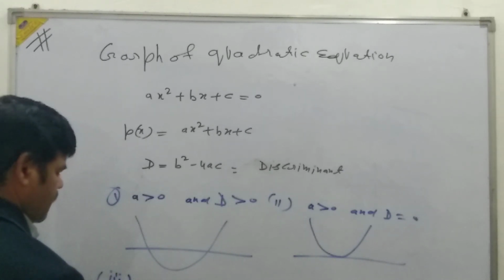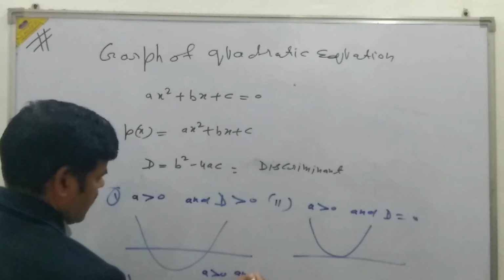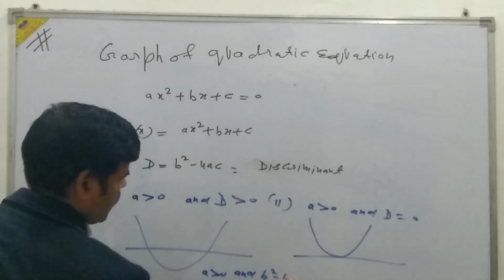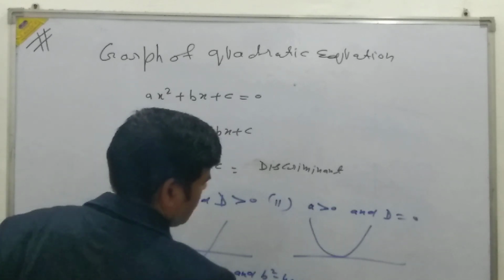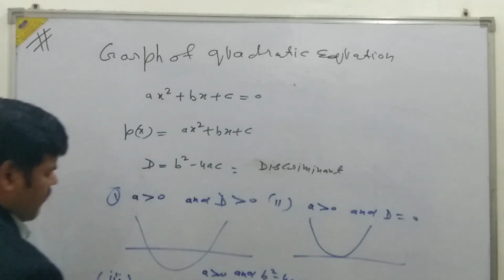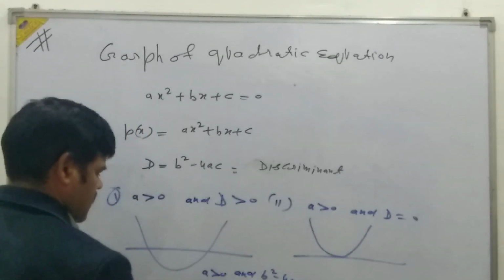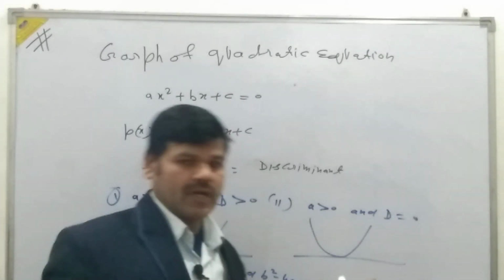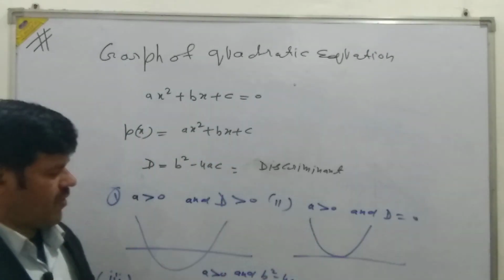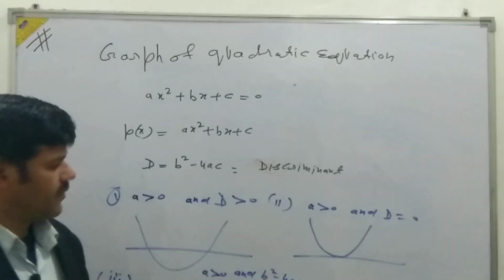Third, a is greater than 0 and b square minus 4ac is less than 0. It means D is less than 0. The graph will be above the x-axis. It means the entire graph lies above the x-axis. Clear?